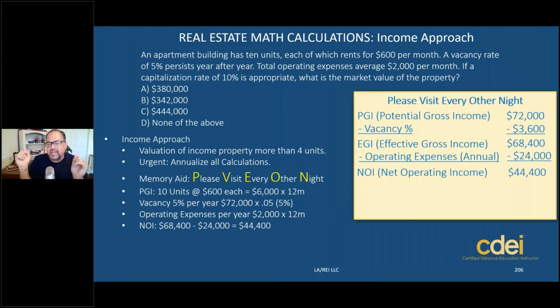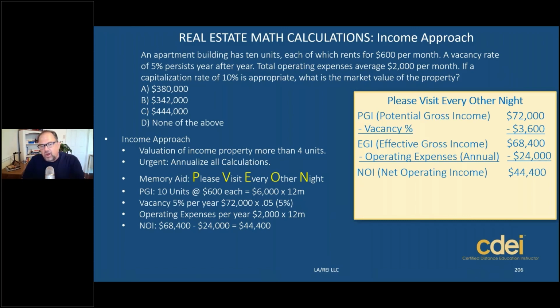So I subtract that, and I get my effective gross income. That stands for the E in Every. And then my operating expenses, again, 2,000 per month times 12, 24,000. That's the O in Other. I subtract that from my effective gross income, and it gives me my net operating income, which is my N in Night.